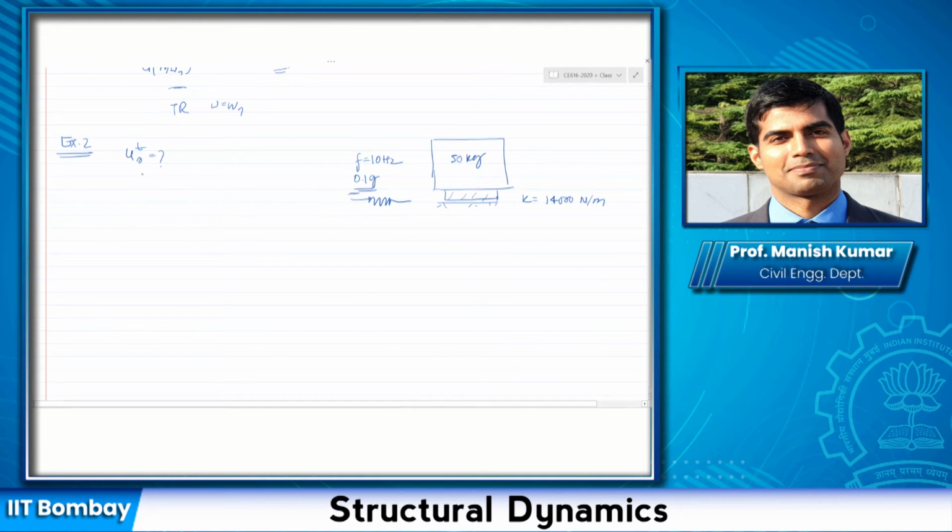Take 2 minutes and get me this value first. One more parameter I think would be needed is the damping in this rubber. It can be given, the damping can be assumed 0.1 or 10%. Sorry, this is acceleration. I forgot to write the acceleration. This is not displacement. So total acceleration.